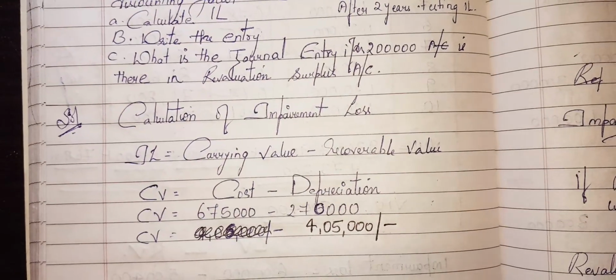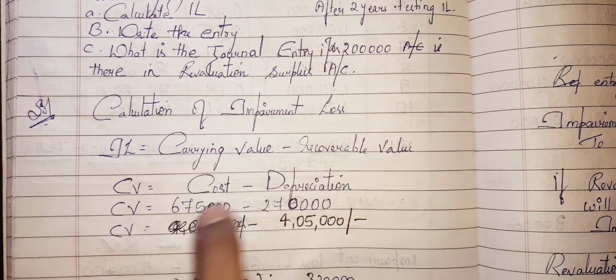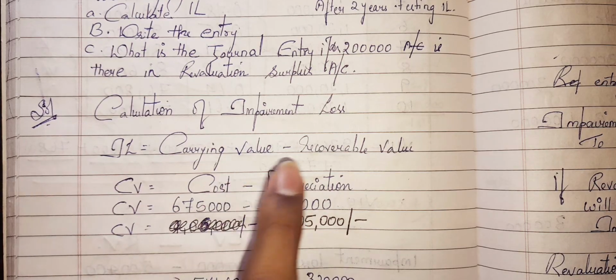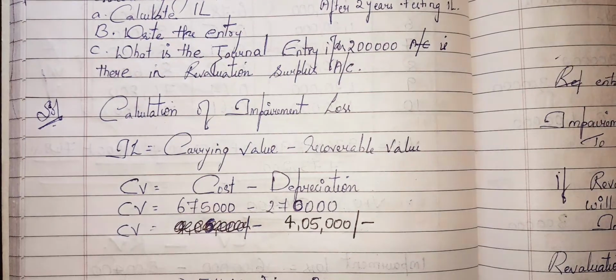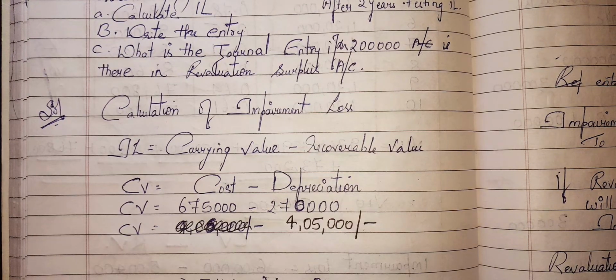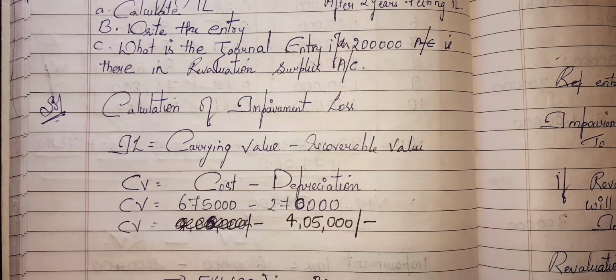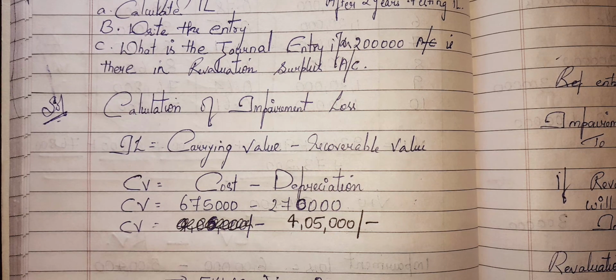In order to calculate the impairment loss, the formula is carrying value minus recoverable value. First we will find out the carrying value. The formula to find out the carrying value is cost minus depreciation. So the cost of the asset they have given in the question is 6,75,000. Depreciation, they have told in the question that 2,70,000 is in the accumulated depreciation account. So I will write that 2,70,000 here. So 6,75,000 minus 2,70,000 will be 4,05,000 rupees. 4,05,000 rupees is the carrying value.